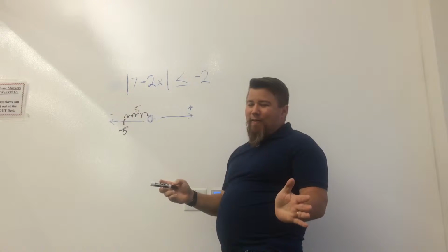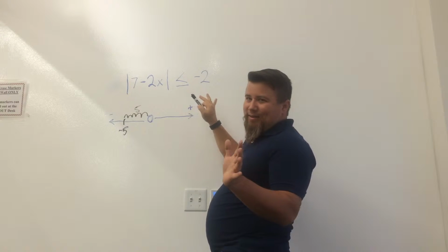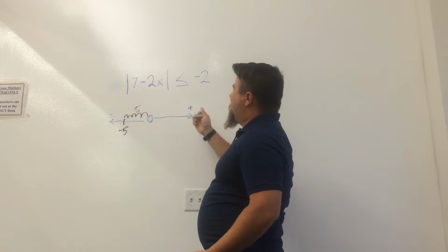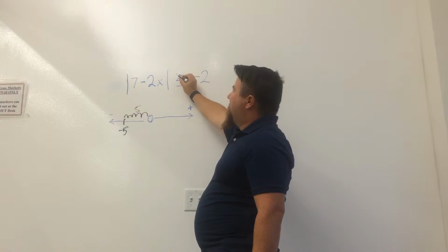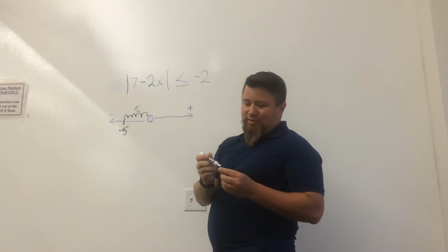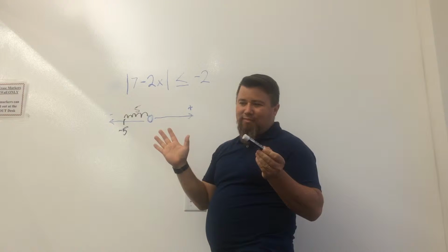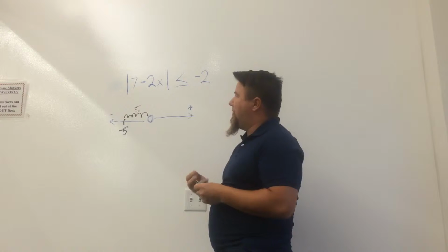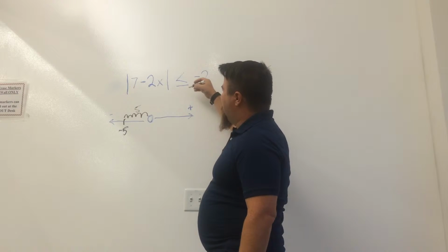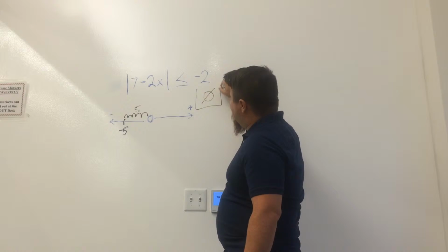So if we look at this, just by looking at it, we can tell that there's no answer, because there's no number that is going to be less than negative 2. So there's going to be no answer there. Right, so the answer would be no answer.